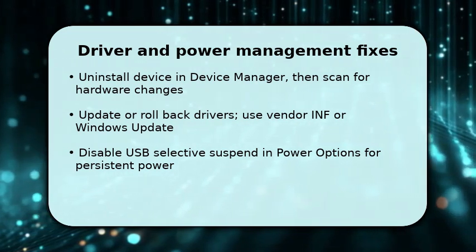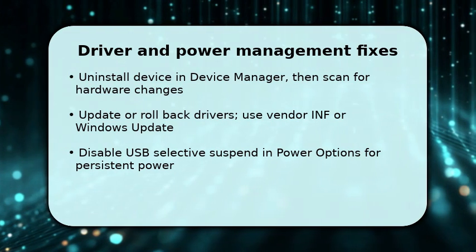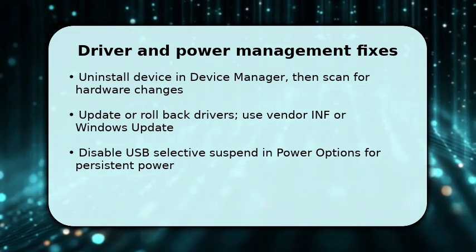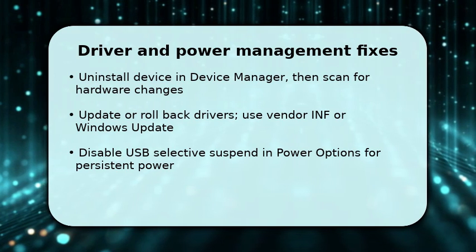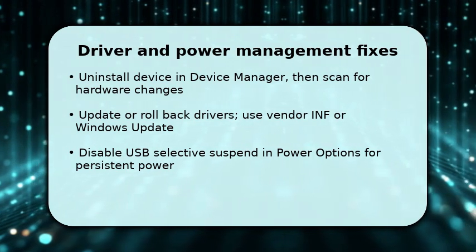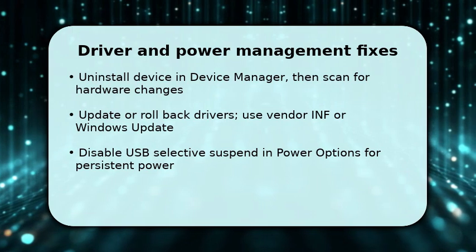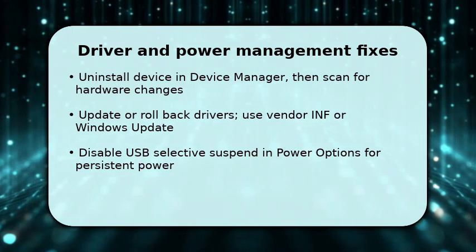Also adjust power. Open power options and disable USB selective suspend so the controller doesn't cut power. These steps address software-level recognition and power quirks that commonly stop Windows from enumerating USB devices properly.